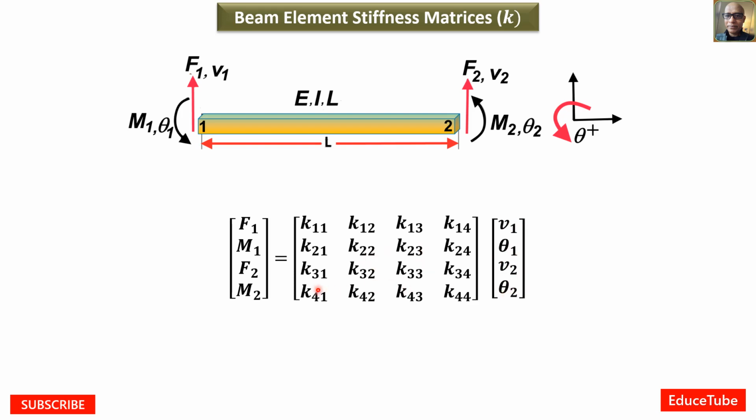So what I can say is, this beam element stiffness matrix K relates shear forces and bending moments at the ends of the beam to the deflection and rotation at the ends of the beam. So it makes relations by this matrix.